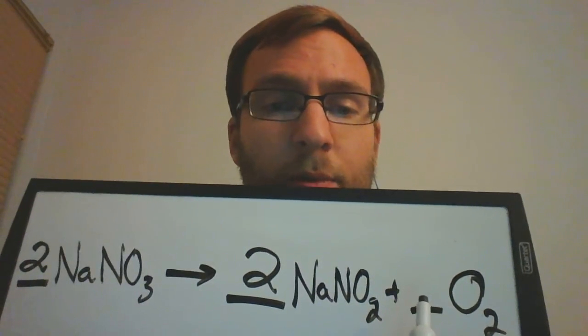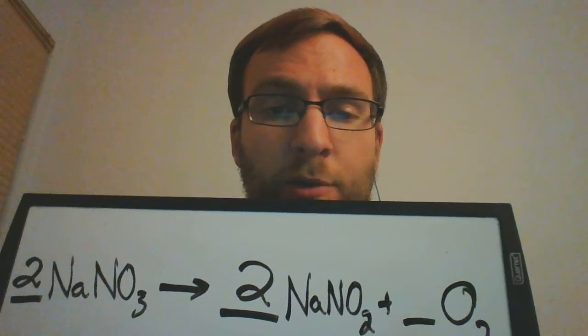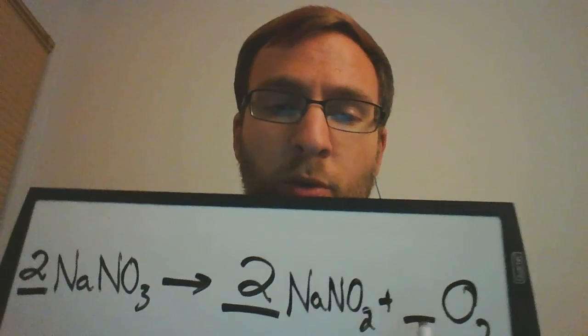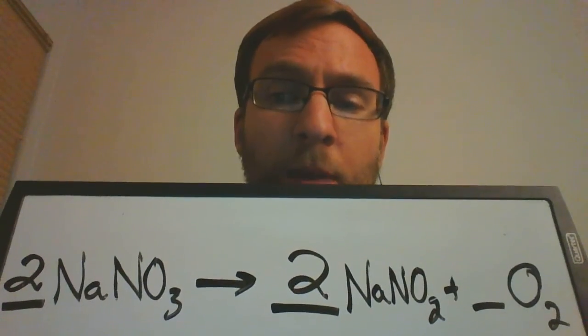Well, since I didn't write a number here, that's automatically 1, but we can also just leave it blank. We don't have to put a 1 there. But if it makes you feel better, you can put a 1 there. Okay, and that is how you balance a chemical equation.